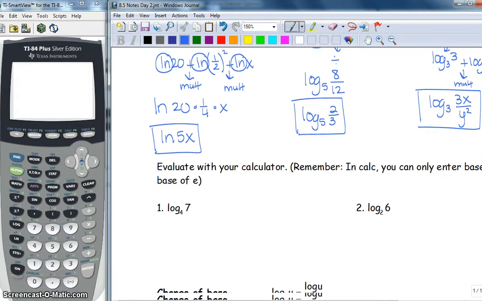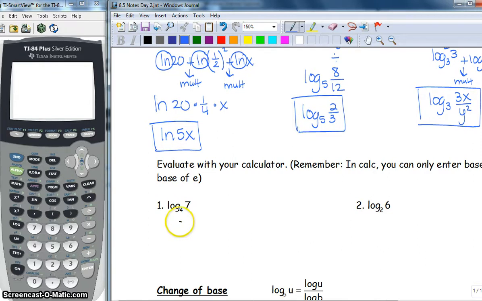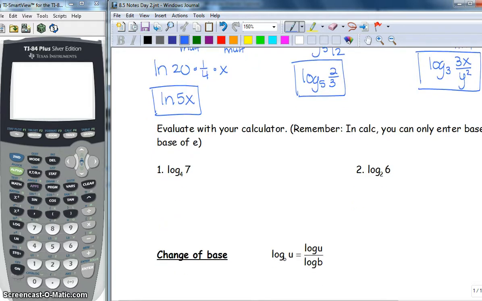So what we want to do now is we're going to evaluate log base 4 of 7. And we need to have a base 10 log in order for it to go in our calculator. So we can't enter this as is into our calculator. So what we're going to use is our change of base formula. And the change of base formula says if you have log base b of u, that's the same thing as log of u divided by log of b. And when you rewrite it this way, it's log base 10 of u divided by log base 10 of b. And this way we can enter it into our calculator.